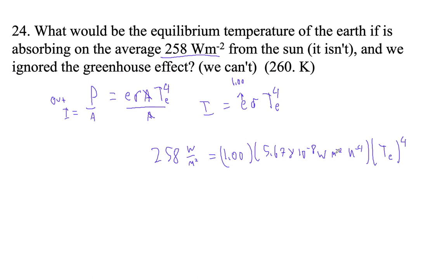Okay, so this is ultimately going to be, the temperature is going to be left parenthesis 258 divided by 5.67 times 10 to the minus 8th, and then I'm going to raise that to the 0.25. 259.7. Temperature of the Earth.